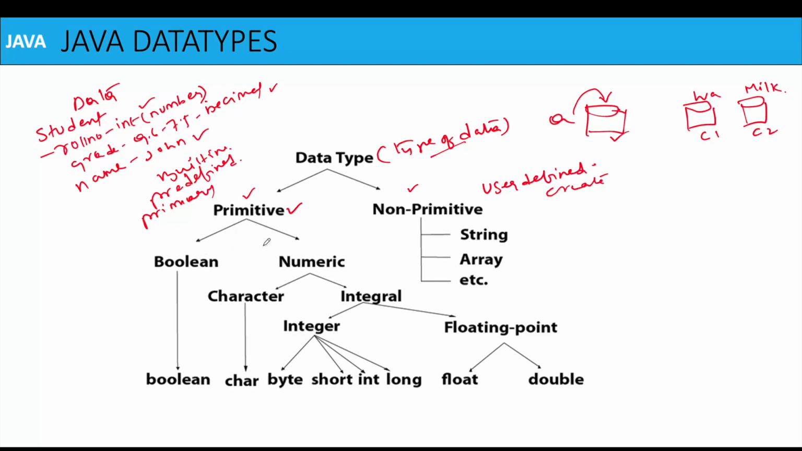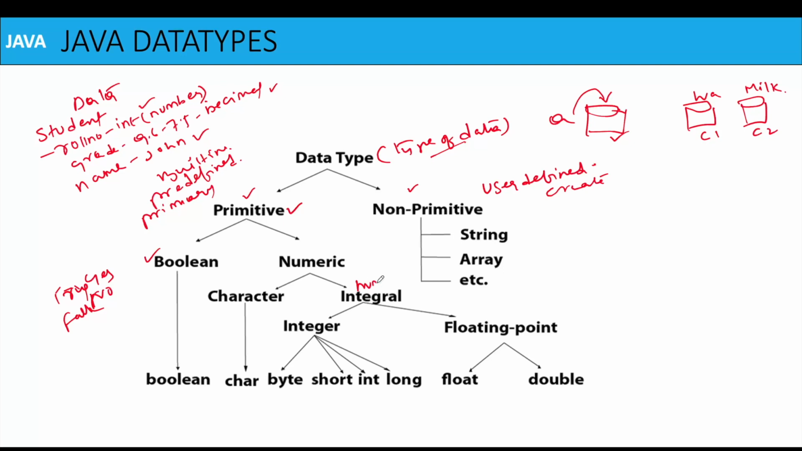Again, primary is divided into two things: the boolean type and the numeric type. Boolean, you already know, has only true or false values. That is, true or false value will be stored in a boolean. For example, if I create a boolean variable, it can store either a true value or a false value. Similarly, if you take numeric, integral is nothing but numbers. Again, if you take numbers, you have normal numbers and decimal numbers.